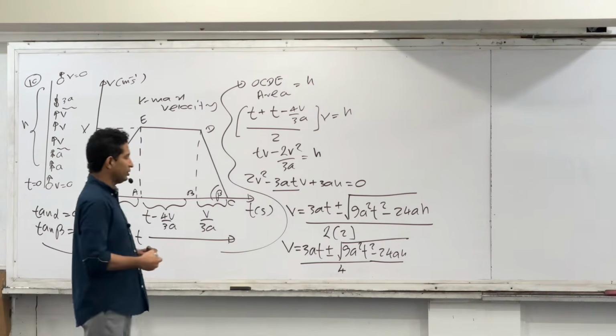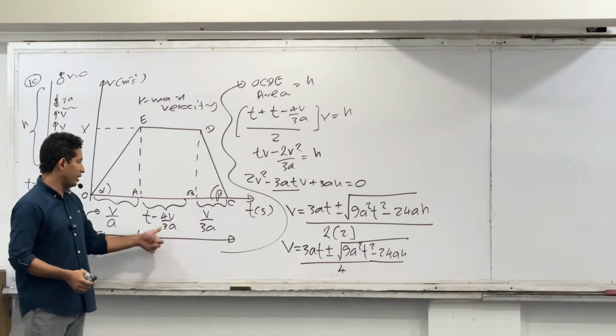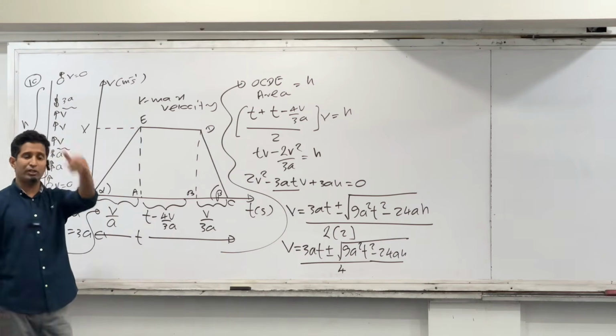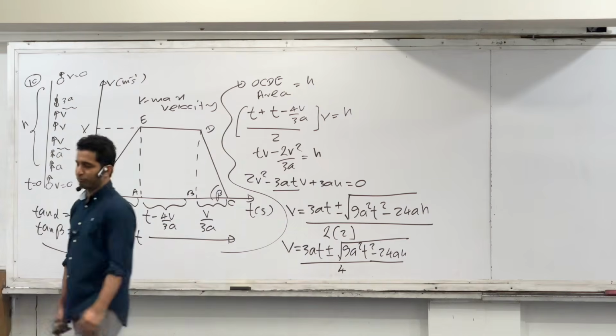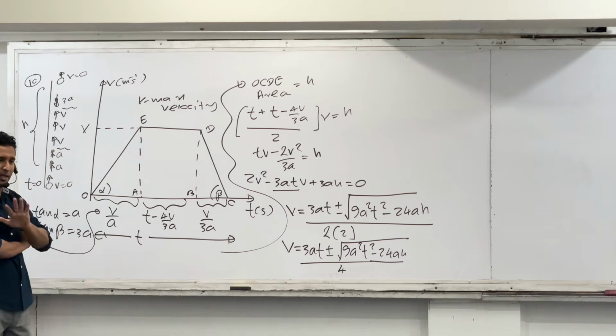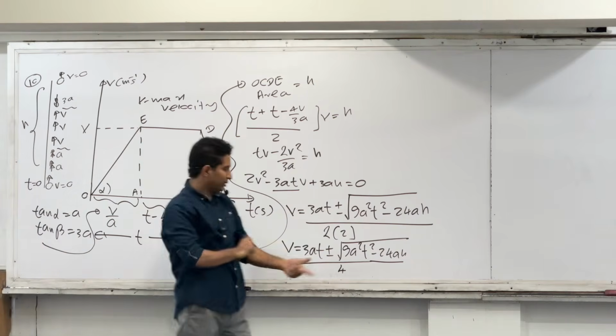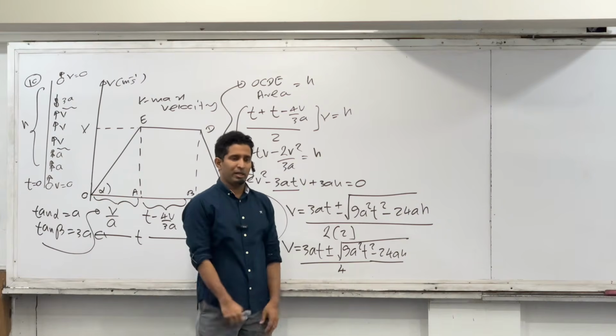Now here this is V. Therefore, time with constant velocity is T minus 4 divided by 3 times V. But which case should we take? The plus case or the minus case? We can take only one case. Anyway, see here, inside the square root, 9A squared T squared.